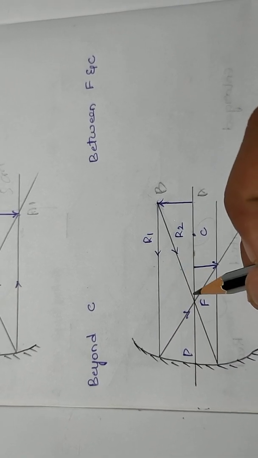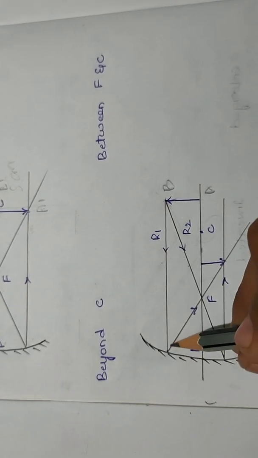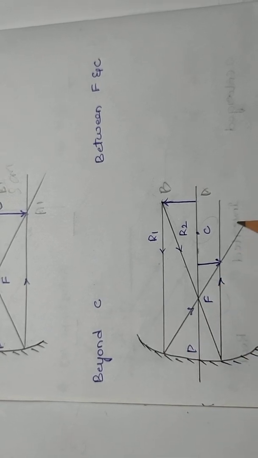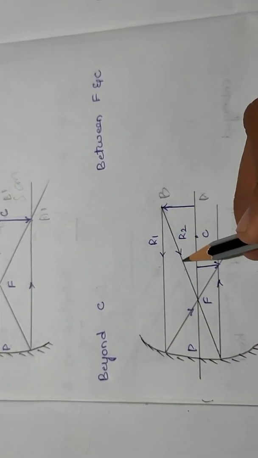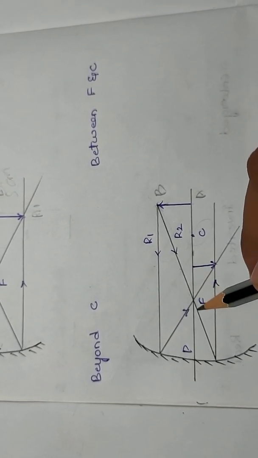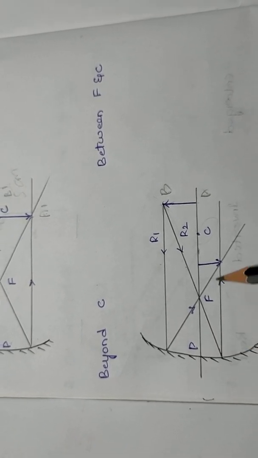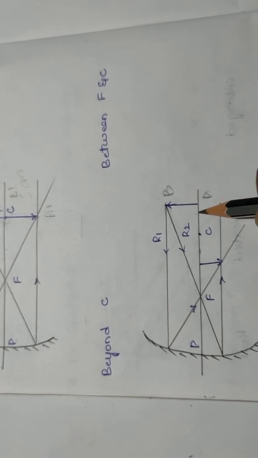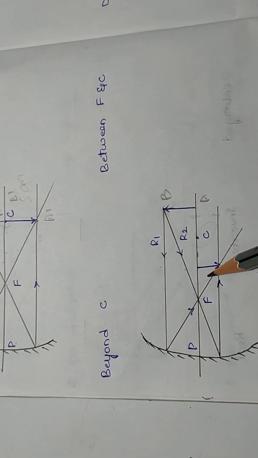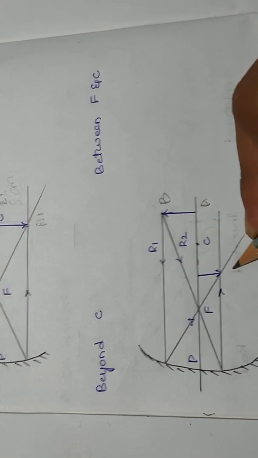So we know this condition. When the incident ray is parallel to the principal axis, the reflected ray will pass through the focal point. And if the incident ray is passing through the focal point, then the reflected ray would be parallel to the principal axis. We know that wherever these two reflected rays meet, there would be a formation of image. So here my image is forming.